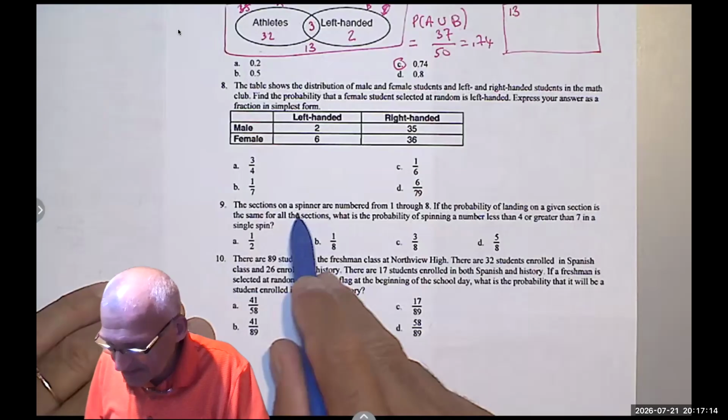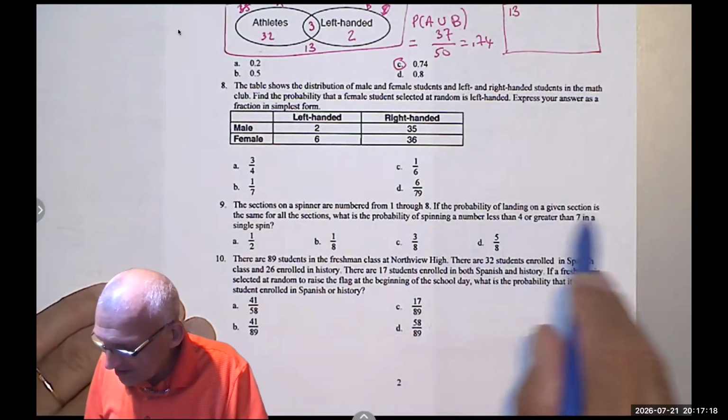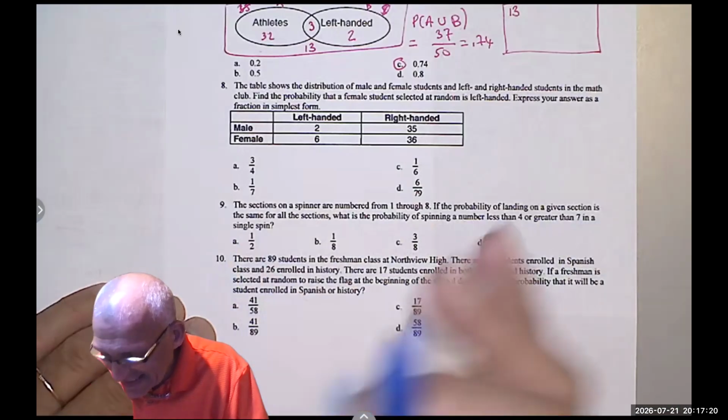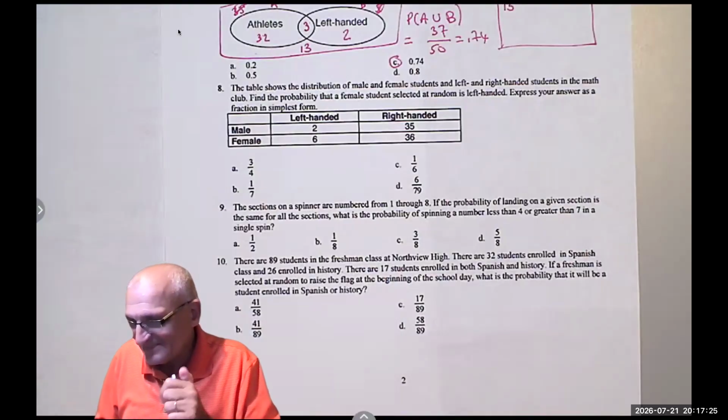You go to number 9. The sections on a spinner are numbered from 1 to 8. If the probability of landing on a given section is the same for all sections, so they are, oh, that reminds me of a story. I have to tell it.